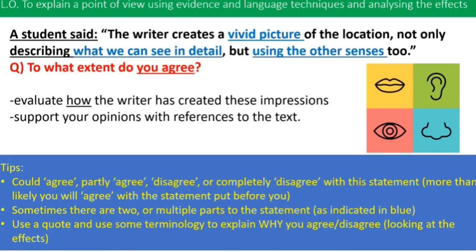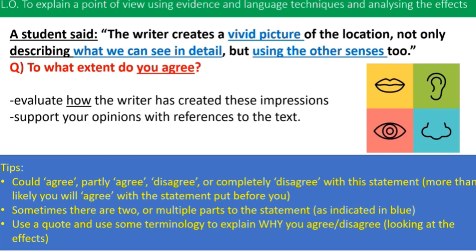You get a statement and it asks whether you agree or disagree with the statement. You have to indicate the level of agreement. So, for example, a student said the writer creates a vivid picture of the location, not only describing what we see in detail, but using the other senses too.